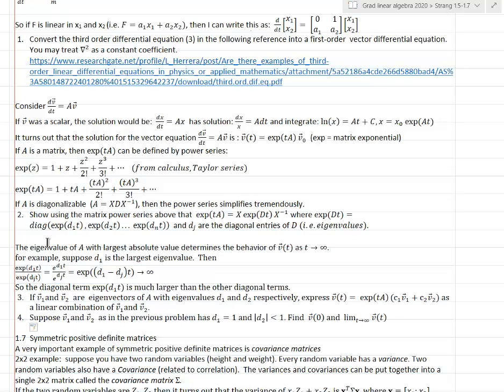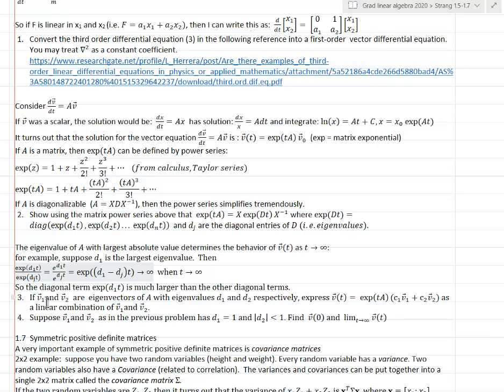Okay. All right, so the eigenvalue of A with the largest absolute value determines the behavior. Okay, so that's what I want to show below. So, for example, suppose D1 is the largest eigenvalue. And I did this in class. If I take the ratio of these two numbers, which are the two diagonal entries corresponding to the two eigenvalues, when I take the ratio, I'm going to get this number here. And when t goes to infinity, this gets larger and larger. All right. So the diagonal term is much larger than the other terms.